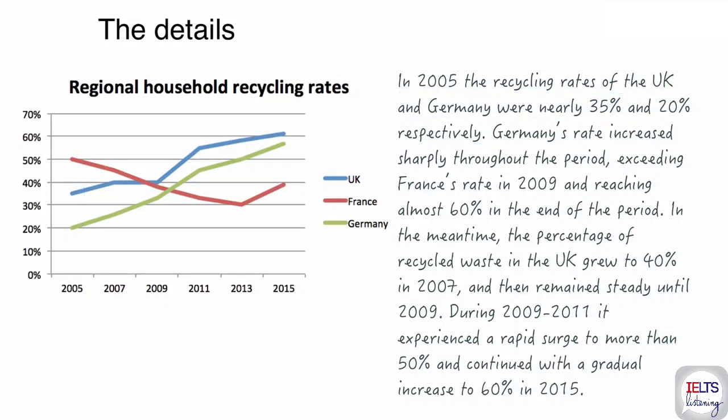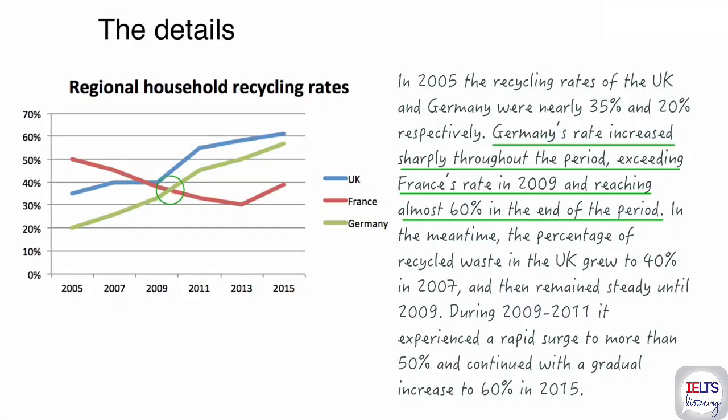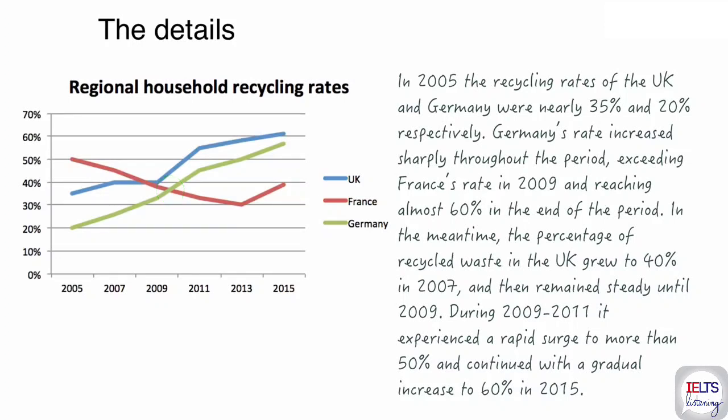After that, I describe how Germany's rate changed, providing the percentages in some important points, and in the end of our time period. Germany's rate increased sharply throughout the period, exceeding France's rate in 2009 and reaching almost 60% at the end of the period. You see, I chose the point where Germany's rate outraces that of the French to be important, but it's up to you to choose your important points. However, you should always indicate the percentages in the beginning and in the end of your time period.